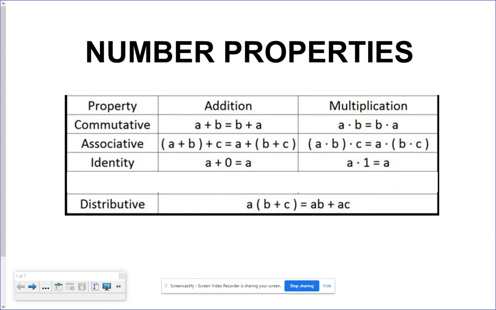We have 4 different properties, and if you notice, the top 3 have an addition and multiplication aspect to them. Distributive property is the only property that has one rule, okay? Whereas commutative, associative, and identity properties have an addition aspect and a multiplication aspect. Please pause the video and write down this table. I will show it again towards the end of it, but it's a good idea to have this written down beforehand. And it's a good cheat sheet.